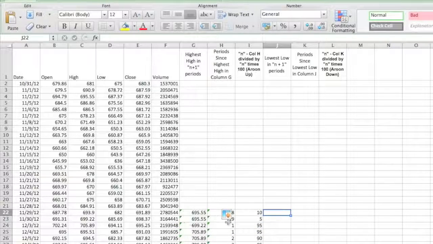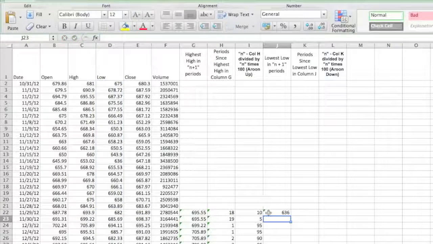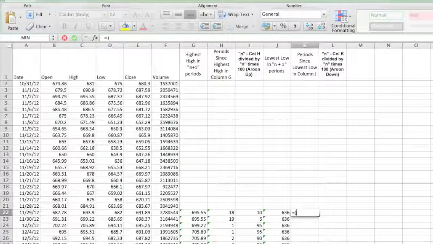Alright, so now we repeat the same process, but now we're trying to calculate Aroon down. So instead of the highest high, we're trying to find the lowest low in n+1 periods. Basically a min function. Again, 20 values, excluding that row. Fill in the rest. Then period since lowest low in column J. Basically the same thing we did here. We have to write a match function.